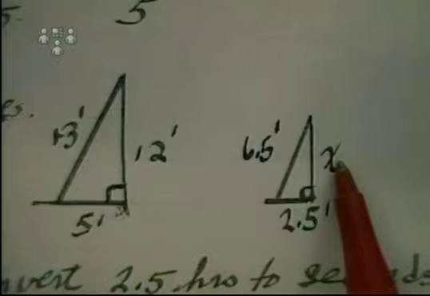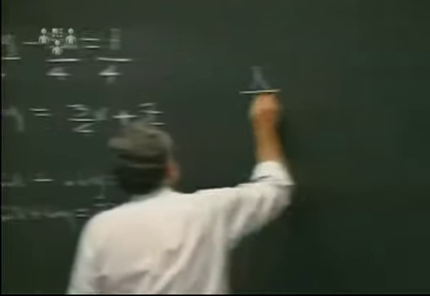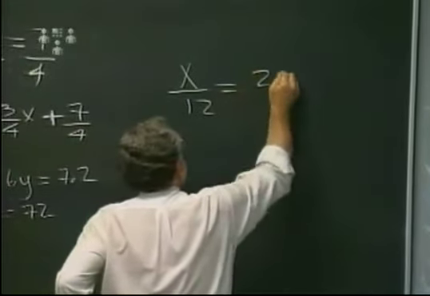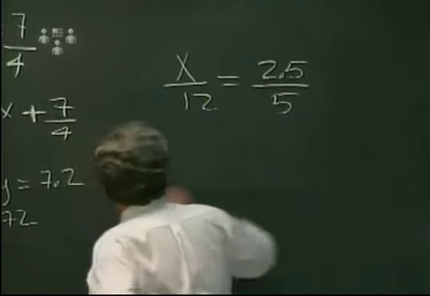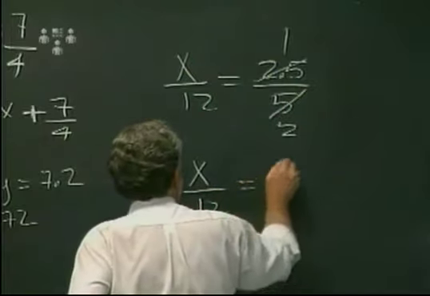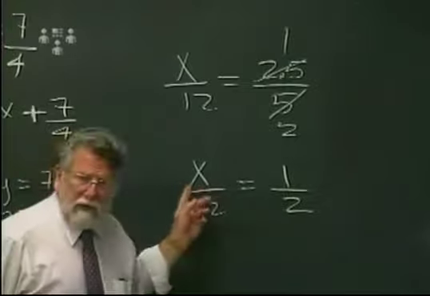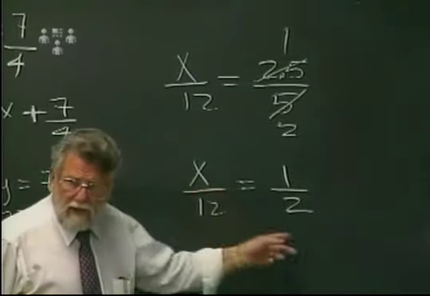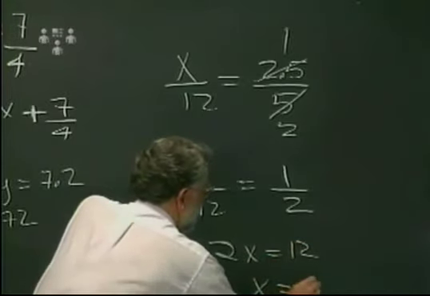But that's what you're getting when, okay, come to the board. This one's still causing trouble. As I go to the board, we said x is to 12 as 2.5 is to 5. That is the proportion. Reduce this. So x is to 12 as 1 is to 2. Now you have a choice here. You can say 2x equals 12, cross product, and therefore x is 6.